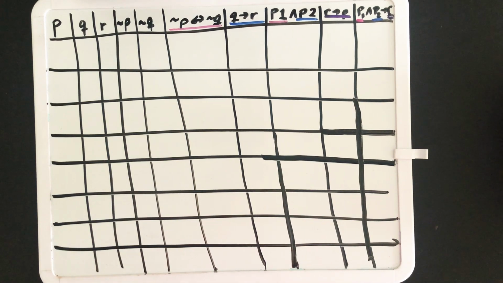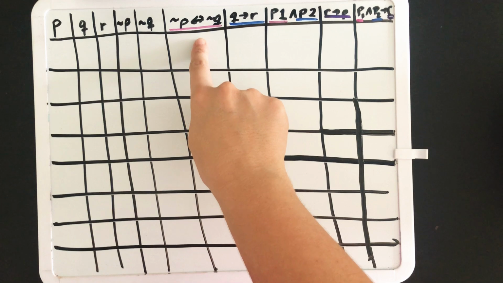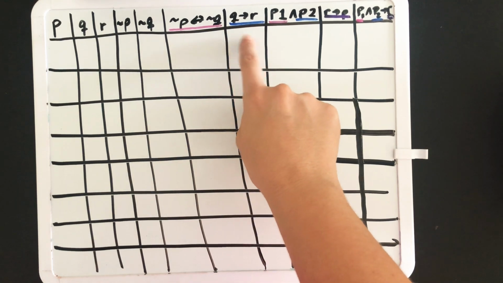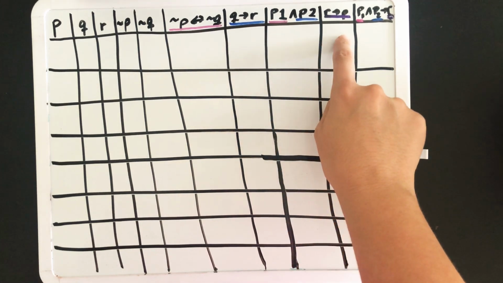So in this video, I am doing a truth table to verify whether or not an argument is valid or invalid. The initial premise was not P if and only if not Q. The second premise was if Q then R. And the conclusion was if R then P.